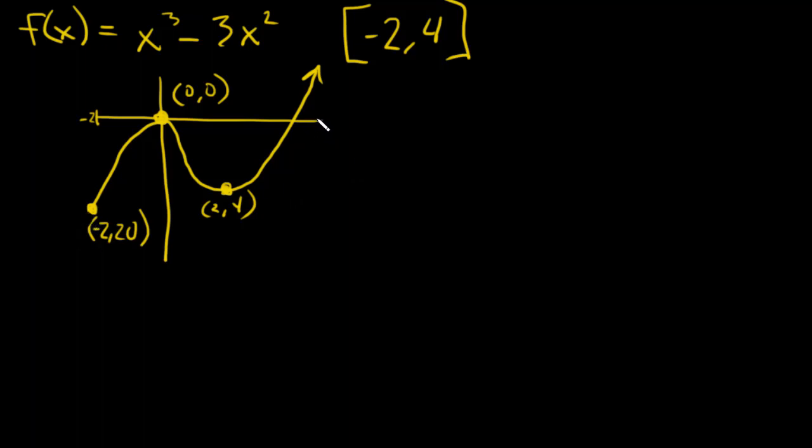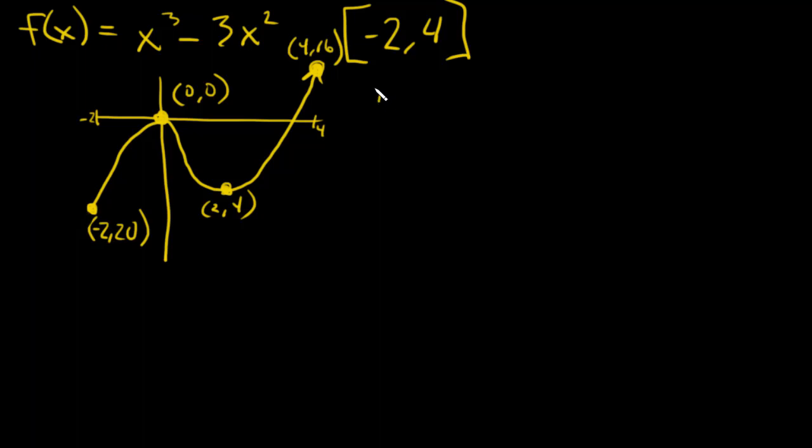Alrighty, and then if I come over here to x equals 4, so right there, this location, well, I plug 4 in, I get 64 minus 3 times 16 is 48. 64 minus 48 is 16. So this point is located at 4, 16. Okay? So let's just go through the steps, shall we?